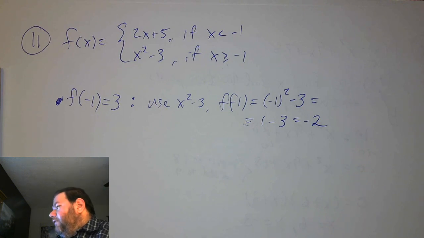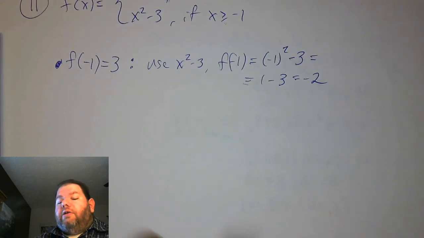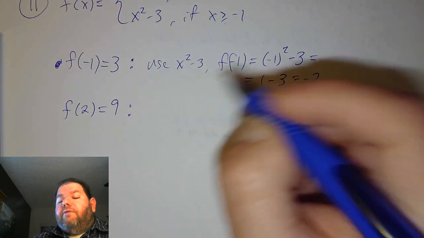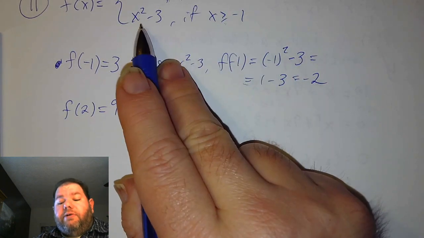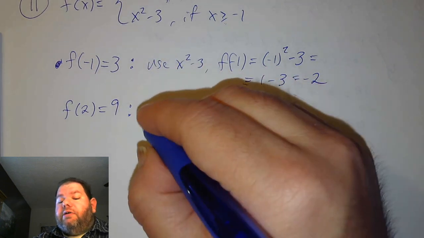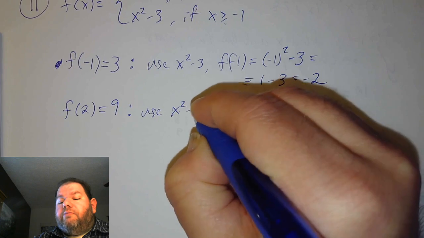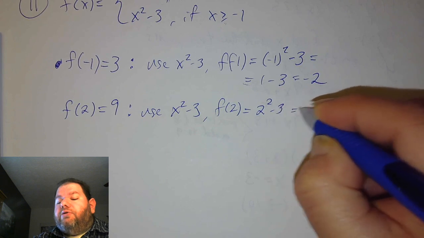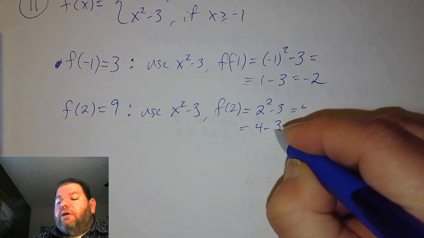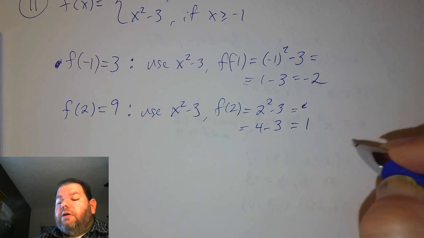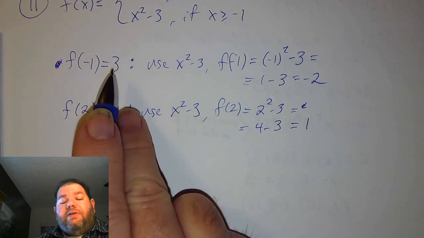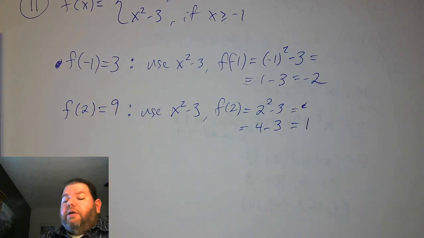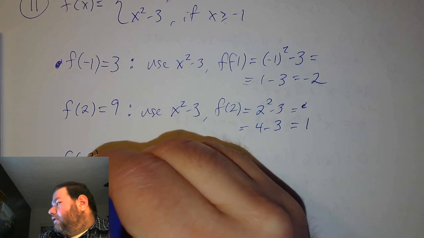Okay, well, we know that one's not right. So next we try f of 2 equals 9. Now 2 is bigger than negative 1, so we'll still use x squared minus 3. So f of 2 will be 2 squared minus 3, which is 4 minus 3, which is 1. Again, neither of those are true because it doesn't give us the number on the right at the end. So next we try f of negative 2 is equal to 1.